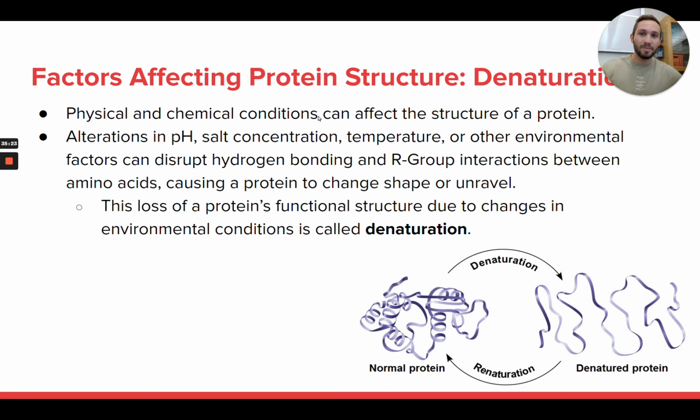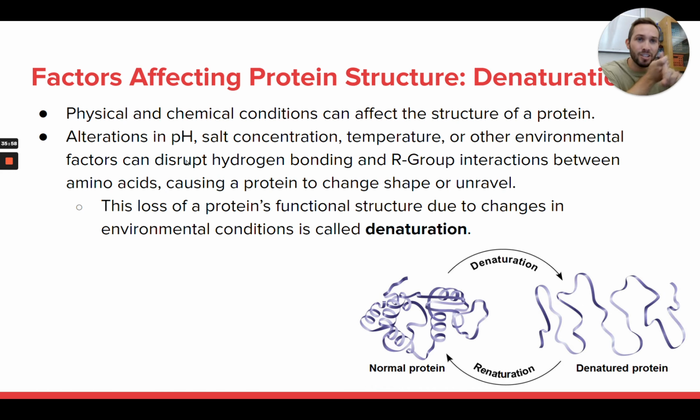But what happens sometimes, or a lot of times, is the environmental conditions that protein is exposed to might change in a way that disrupts the hydrogen bonding and the R groups interacting with one another, and causes that polypeptide to start unfolding or folding incorrectly. And we call that denaturation. Denaturation is when a protein's structure gets disrupted or ruined because of changes in the environmental conditions.